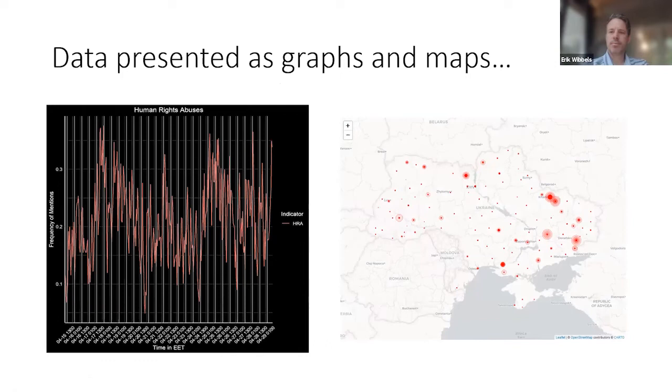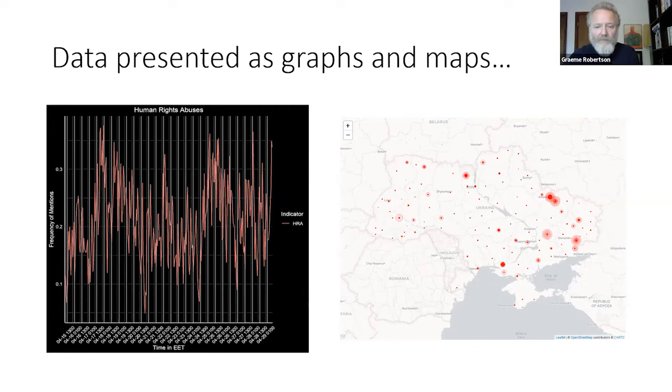Great, thank you. So what we're outputting, in three-hourly intervals, is data in two forms. One is graphs and one is maps. And the graphs, so this is human rights abuses. And we're focusing here on the period between the 15th of April and the 29th of April.